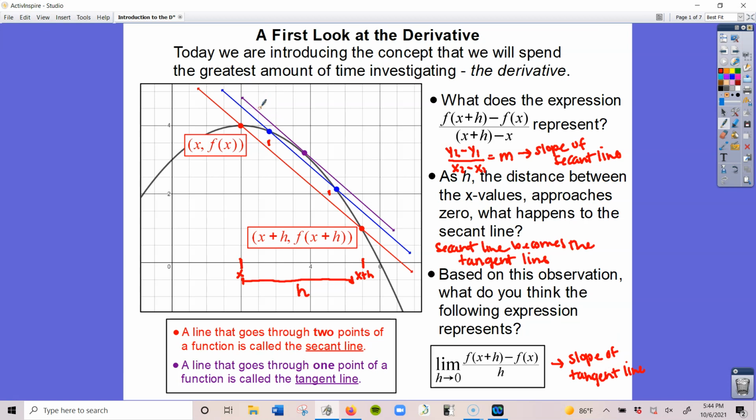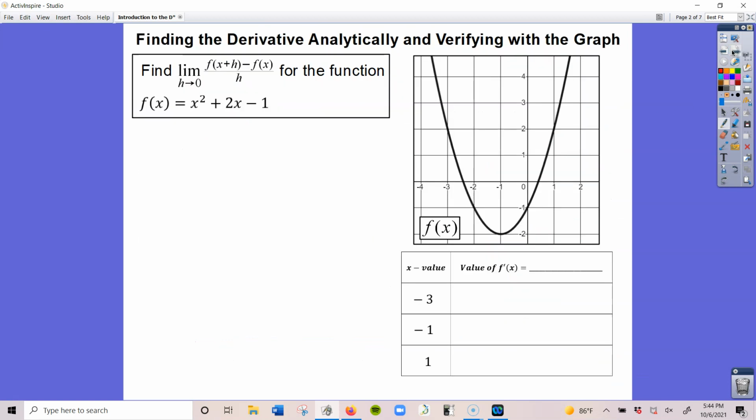And as you can see here, the tangent line runs parallel, if not almost parallel, to the secant line. So that's the definition of the derivative, the slope of the tangent line. So we're going to evaluate what this does. Here we're going to find the limit as h approaches 0 of f of x plus h minus f of x all over h for the function x squared plus 2x minus 1.